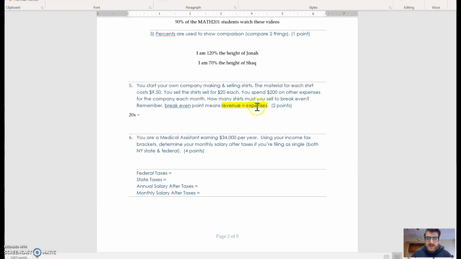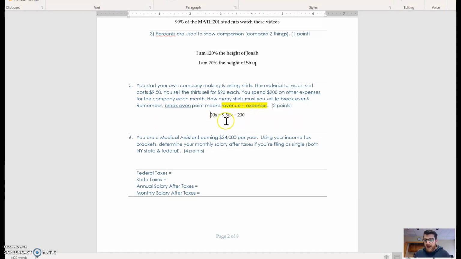Now expenses, well, it costs you money to make the shirt, $9.50 per shirt, right? So that's $9.50 per shirt, meaning we need x. So $9.50x. And then adding on to our expenses is $200 on other expenses. That's probably like your electric, any kind of machinery you need to create these shirts or embroider them, whatever. So plus 200. Now this is our equation.